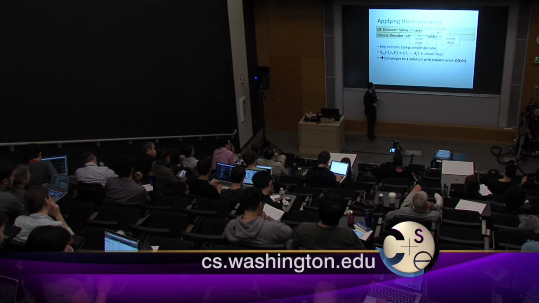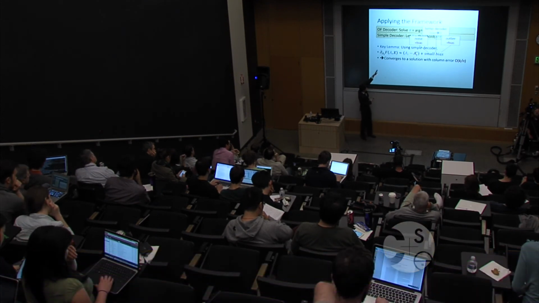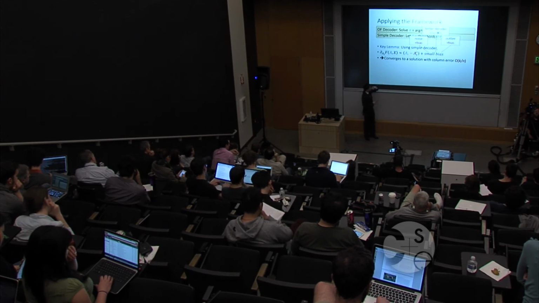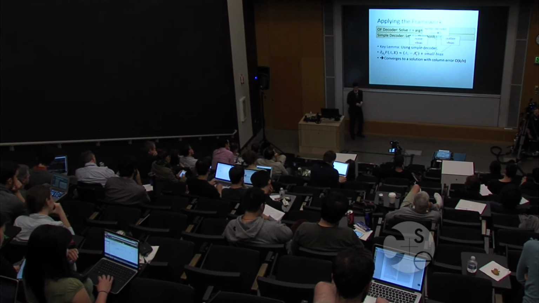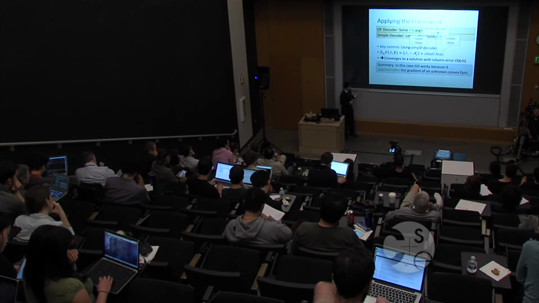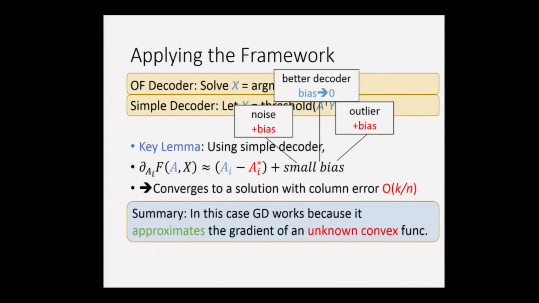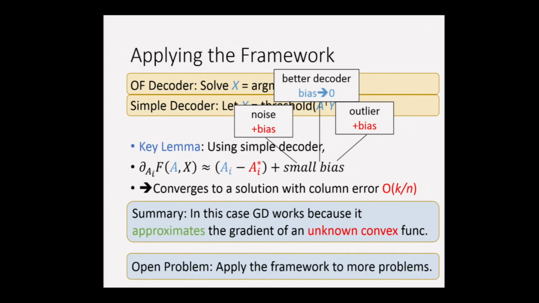And perhaps more interestingly, for this result, we used a very simple decoder algorithm. We can actually hope to use a better decoder to make the bias term go to 0. So really, this is a framework for analyzing many different kinds of algorithms. And in this case, we hope gradient descent algorithms work because the gradient we have approximates the gradient of an unknown convex function. It's an open problem how to apply this framework to more problems.